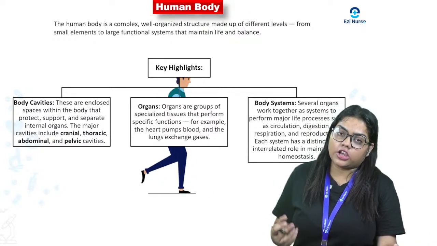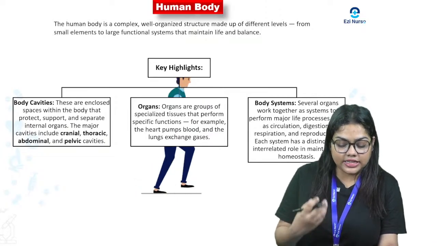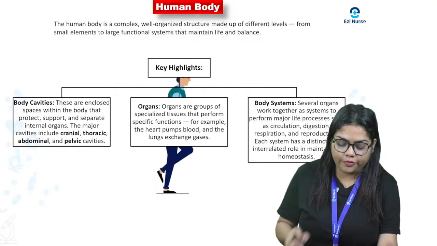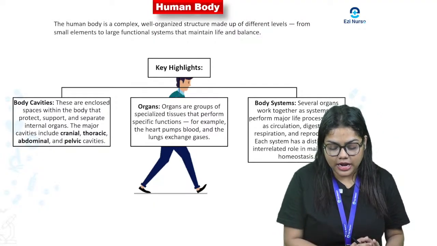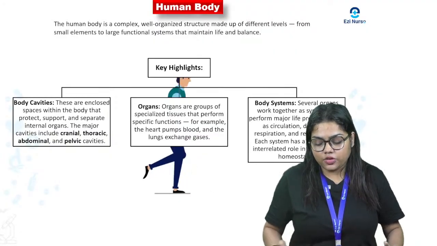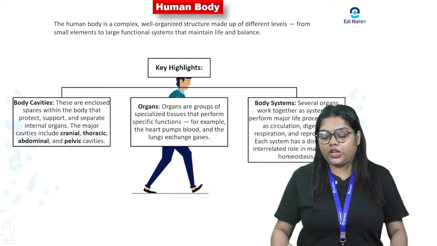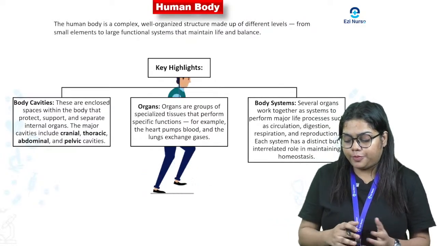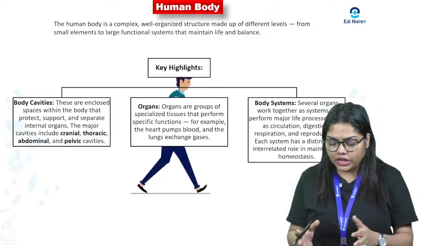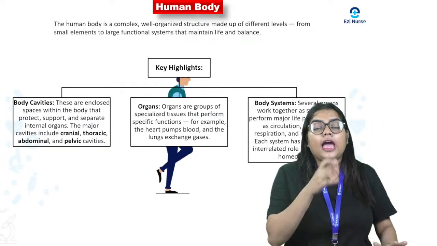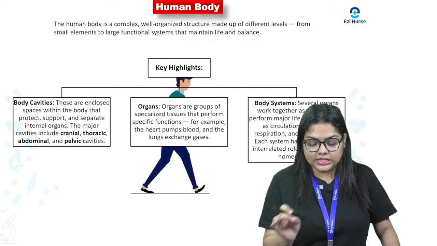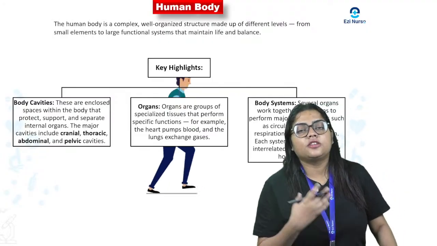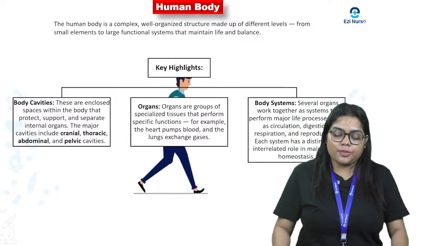Next, move to organs. Organs, we know, are a group of specialized tissue that perform a specific function. For example, the heart pumps the blood, and the lungs exchange the gases. Then lastly, body system. So we have several organs working together as a system and performing major life processes such as circulation, digestion, respiration and reproduction, and each system has a distinct but interrelated role in maintaining the homeostasis of our body. So this is about the body.